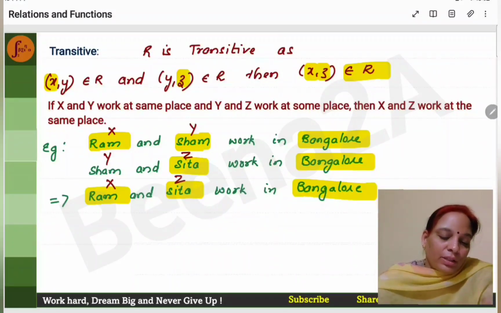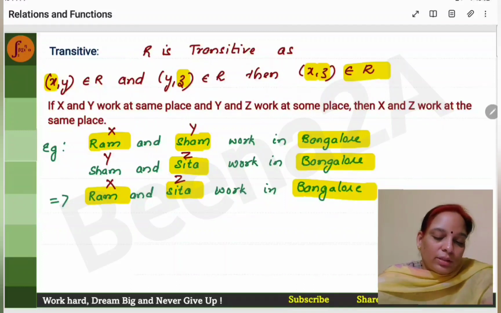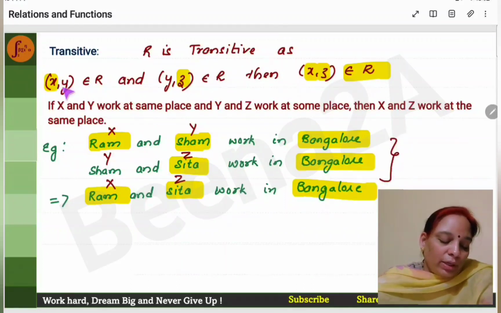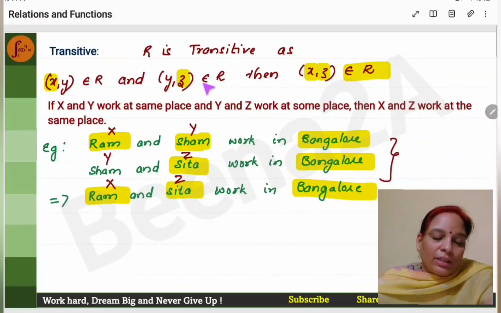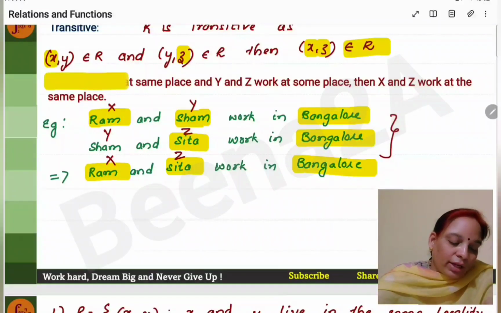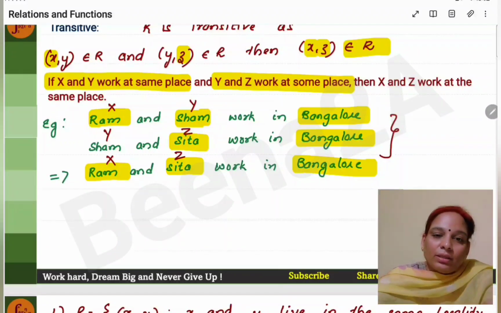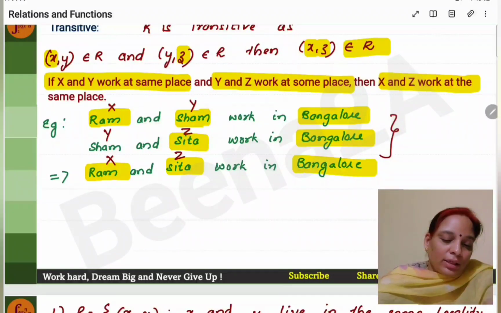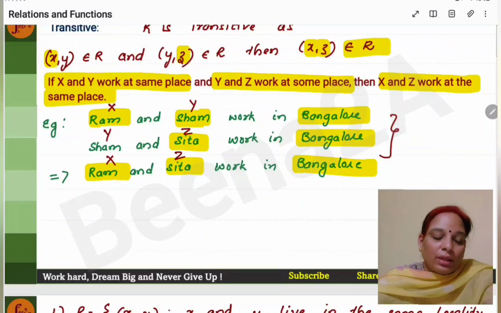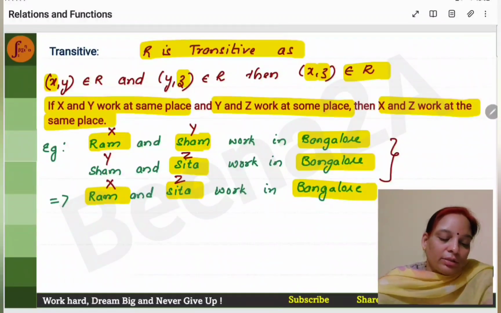Therefore, this is transitive. This is just an example to explain, but it's enough if you say if xy belongs to R and yz belongs to R, then xz belongs to R. Or you can write it as if x and y work at same place and y and z work at same place, then it means that x and z also work at the same place. Therefore, R is transitive, right?